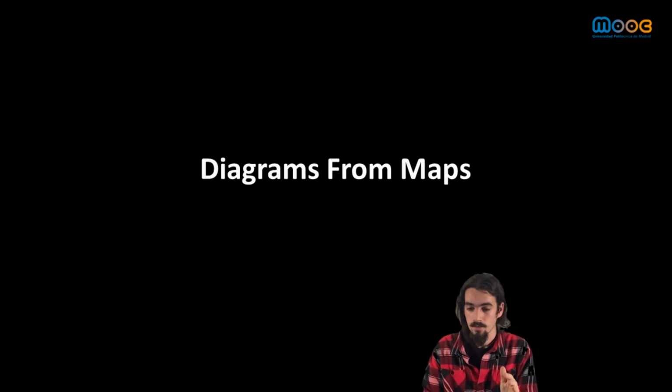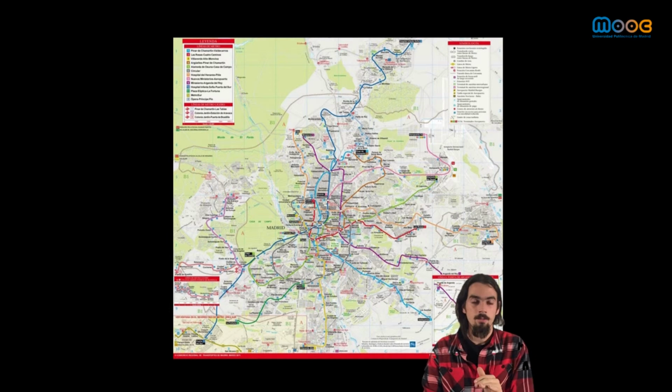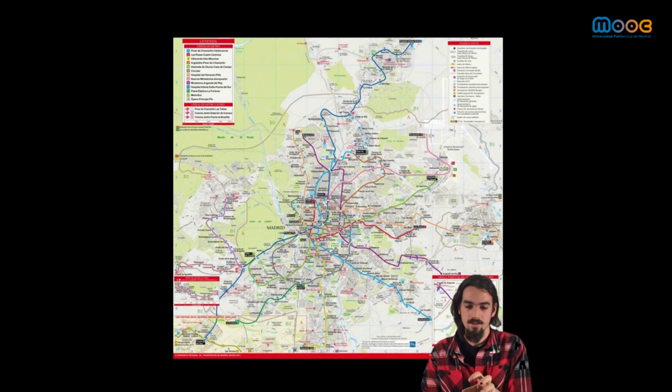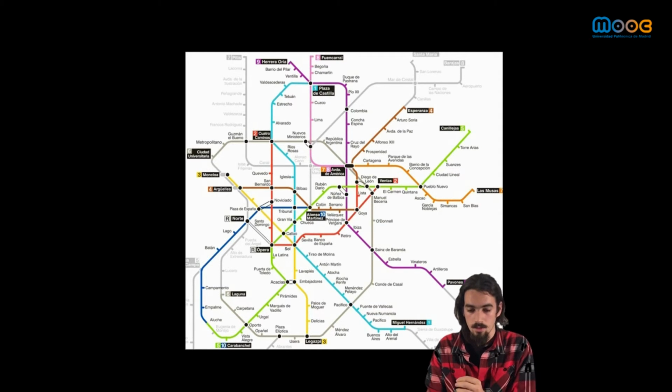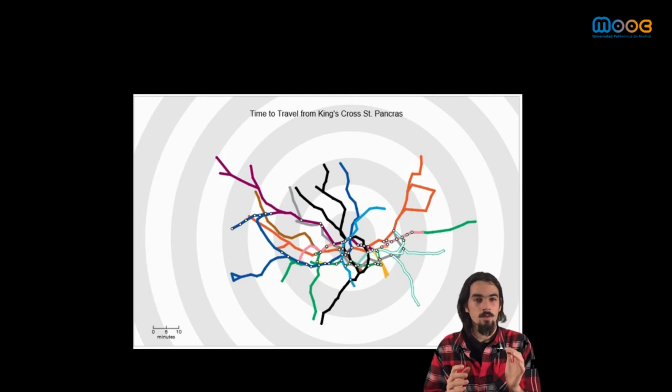at the first minute. This is the geographical map of the Metro of Madrid. When we get rid of that geographical information, we turn this cartography into a diagram, and we get the simplified metro plan we use every day. If we continue, we can see that there are other ways to create metro plans and metro diagrams.